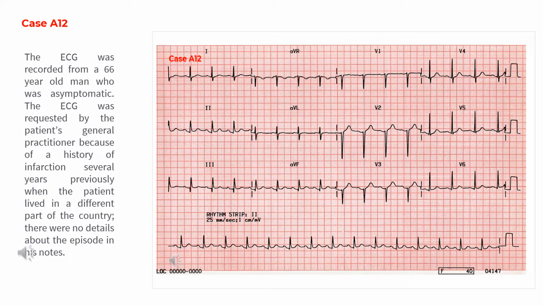The ECG was recorded from a 66-year-old man who was asymptomatic. The ECG was requested by the patient's general practitioner because of a history of infarction several years previously when the patient lived in a different part of the country. There were no details about the episode in his notes.